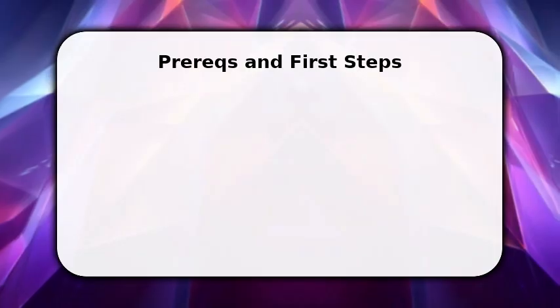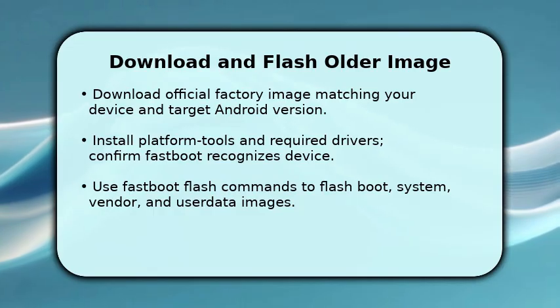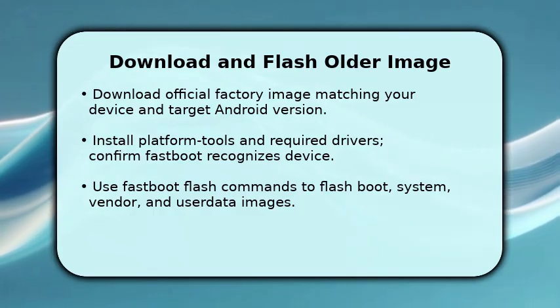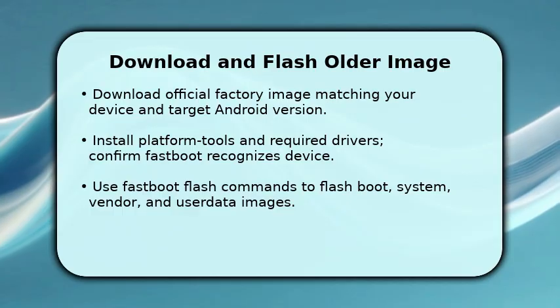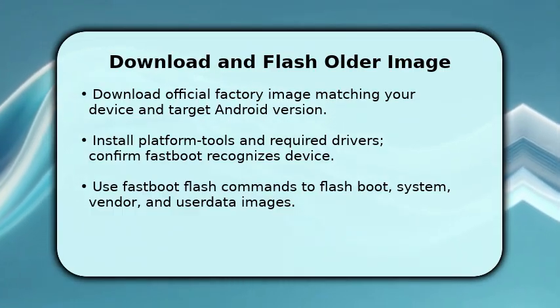Now download the official factory image for the target Android version. Using anything else risks bricking the phone. Extract the image on your computer and install platform tools and device drivers. Once fastboot lists your device, boot into bootloader.